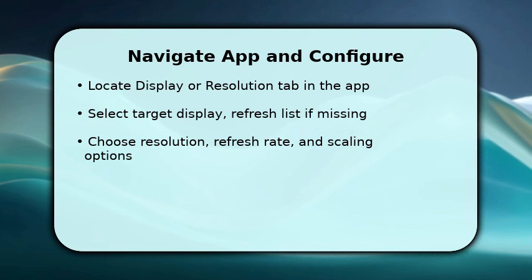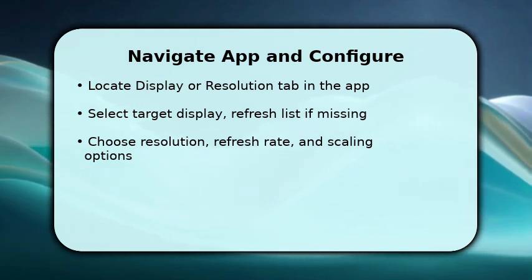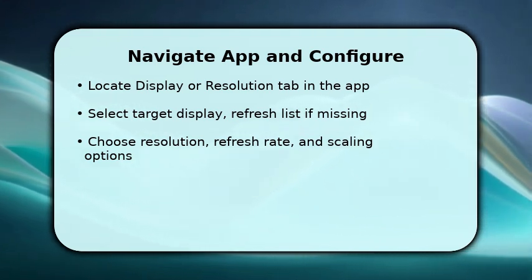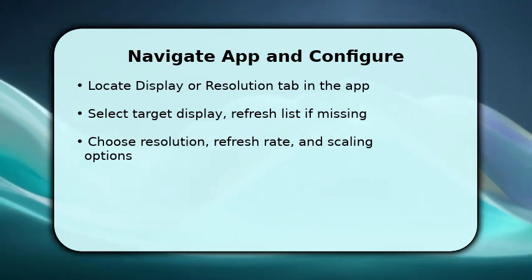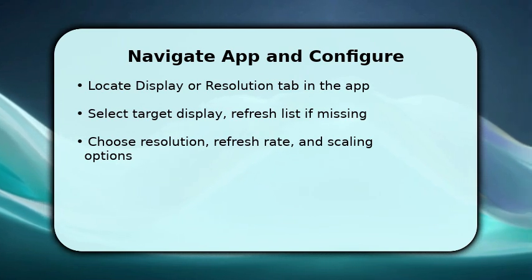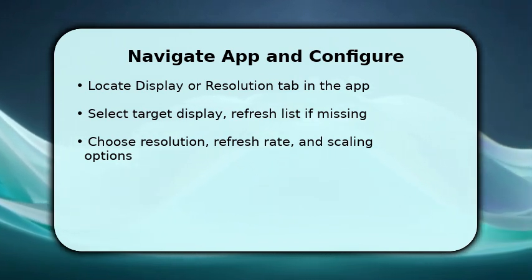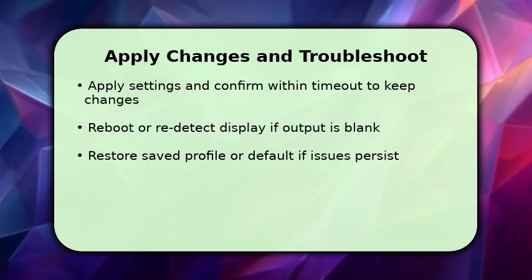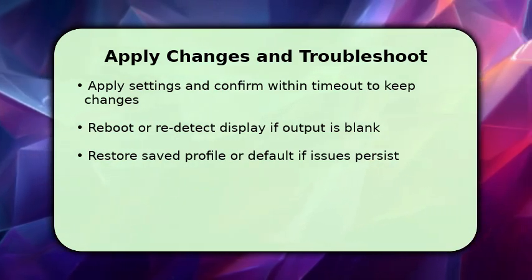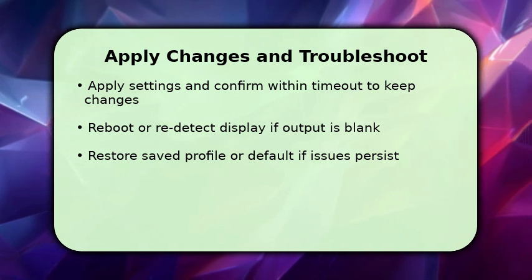Once the display is selected, choose the desired resolution, refresh rate, and any scaling factors. These adjust how sharp and smooth the output looks. Make incremental changes, and use the preview feature if available so you understand the visual impact. You finish by applying the new settings and watching for the confirmation prompt. Most apps revert if you do not confirm within the timeout.